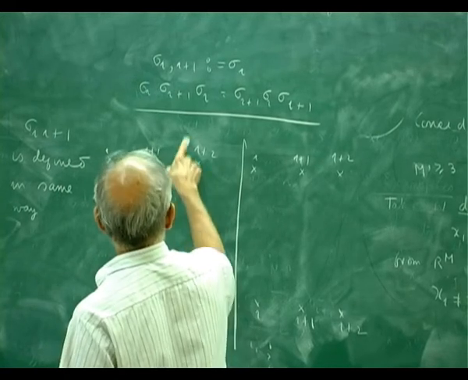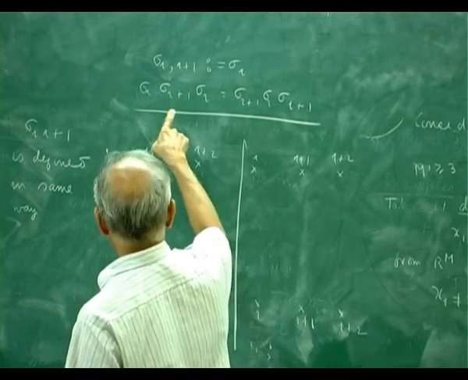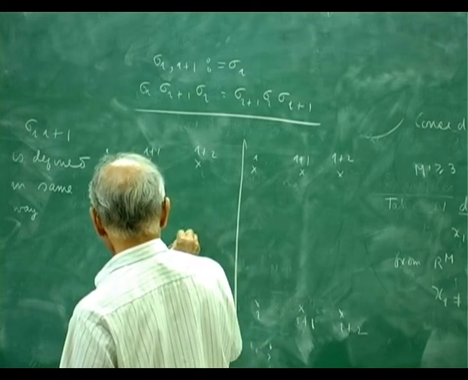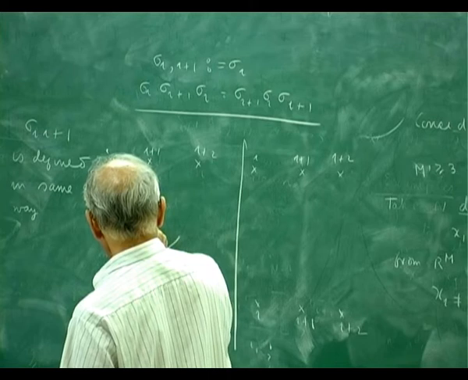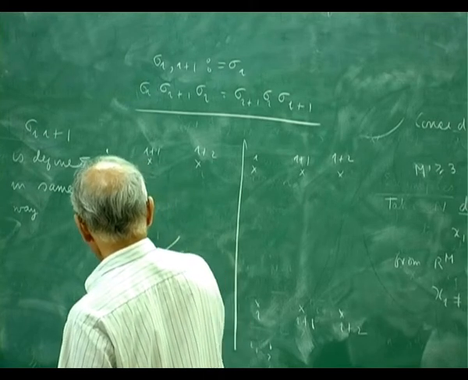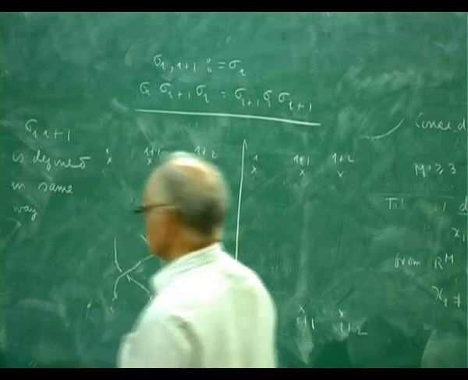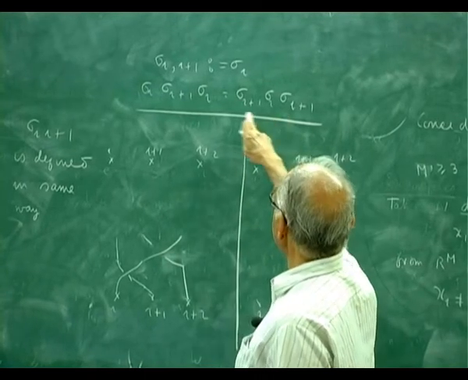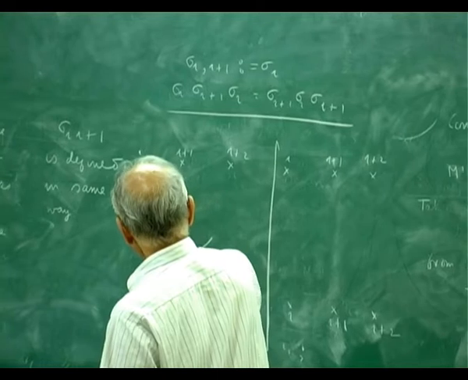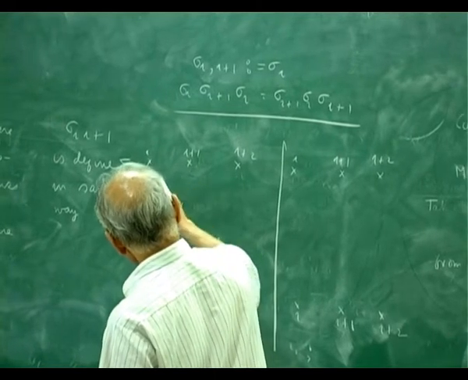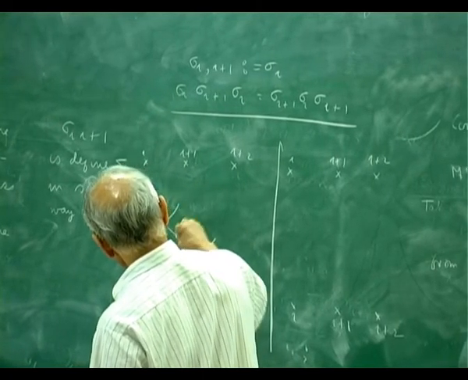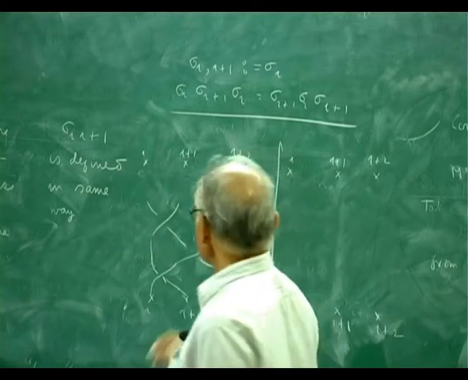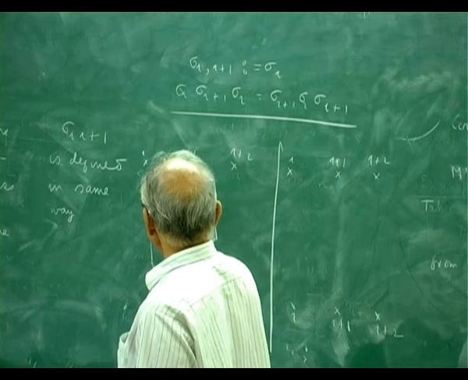Next step is sigma i plus 1. So this goes over, this goes underneath here. Then again sigma i, this goes over, this goes underneath, and this goes here, and this is my closed loop.